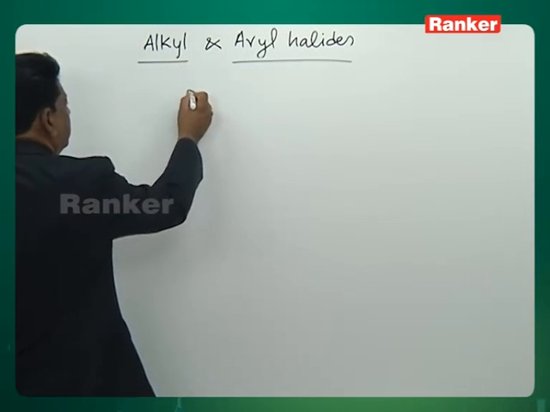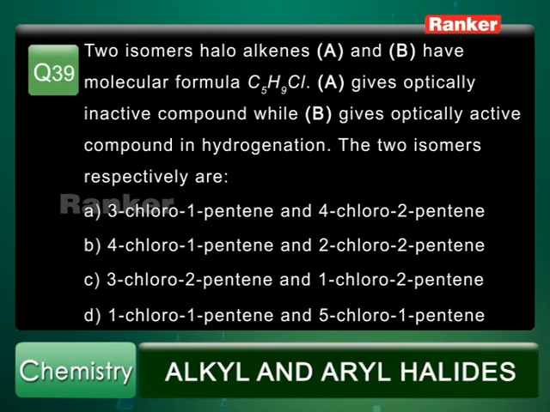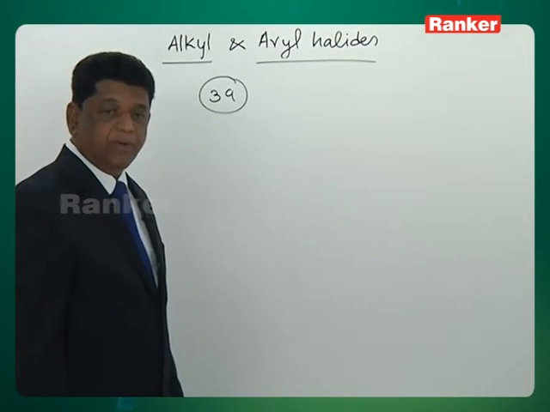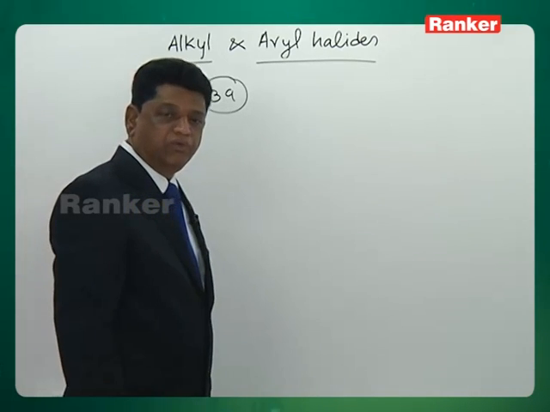Let's go to question number 39. The question is: two isomers of haloalkenes A and B have molecular formula C5H9Cl. So A and B have the same molecular formula, that is, they are isomers. A gives an optically inactive compound while B gives an optically active compound in the hydrogenation reaction. The two isomers respectively are... that is, when the halogen is removed in the reduction process, both the compounds are converted into their respective reduced forms.